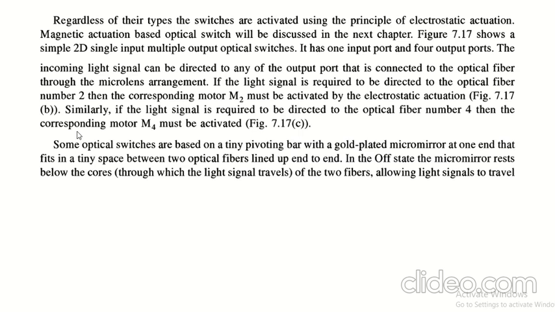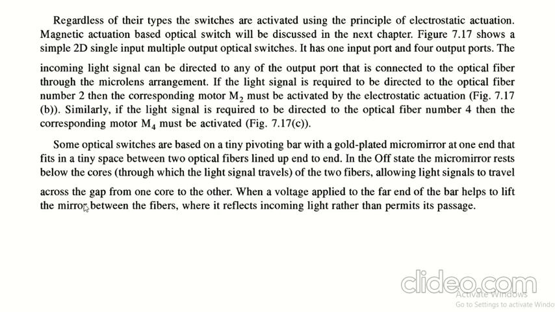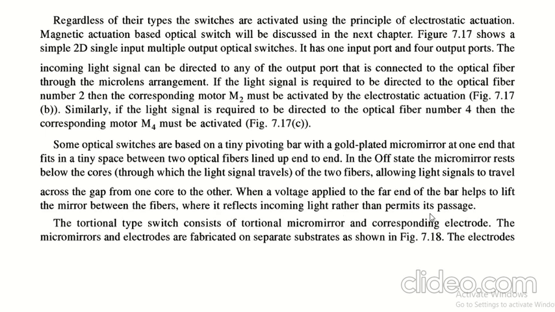M4 must be activated. Some optical switches are based on a tiny pivoting bar with a gold-plated micromirror at one end that fits in a tiny space between two optical fibers lined up end to end. In the off state, the micromirror rests below the cores of the two fibers, allowing light signals to travel across the gap from one core to the other. When a voltage is applied to the far end of the bar, it helps to lift the mirror between the fibers, where it reflects incoming light rather than permitting its passage.